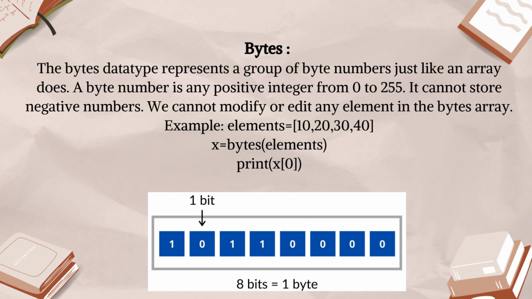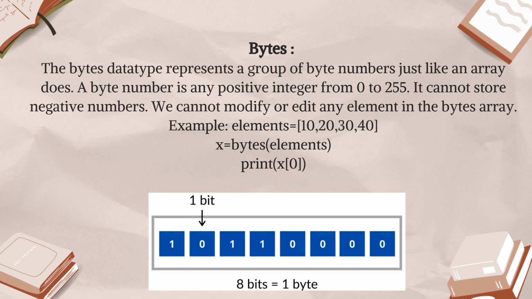Bytes. The bytes data type represents a group of byte numbers, just like an array does. A byte number is any positive integer from 0 to 255. It cannot store negative numbers. We cannot modify or edit any element in the bytes array. Example: elements = [10, 20, 30, 40], x = bytes(elements), print(x[0]).